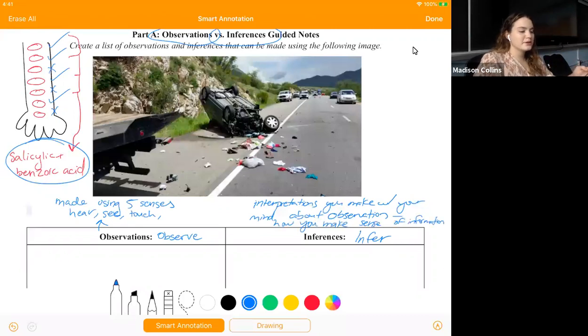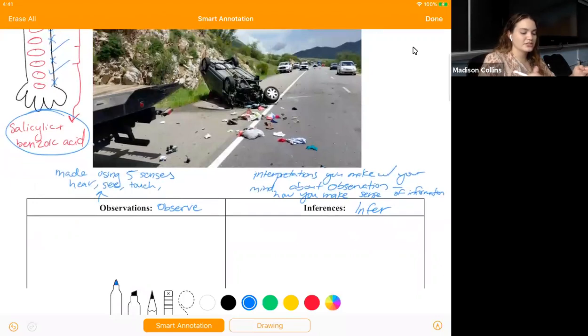All right, so looking at this picture, we can make a few observations, okay? We can observe, we can see that there is a car that's flipped upside down. So I can see that the car is flipped. That's something that I can observe, but what can I infer using that information? Well, I can infer that there was a car crash.